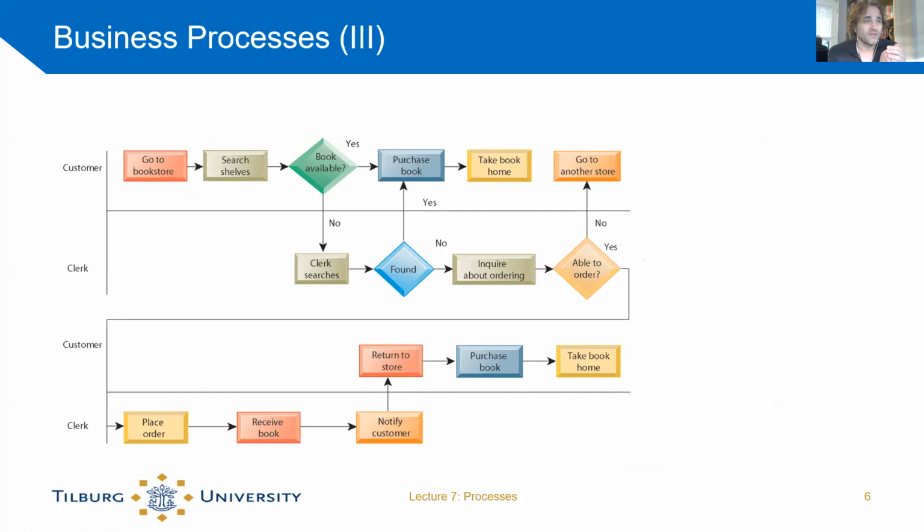If you are able to order, you place the order. Your clerk places the order, and he receives the book. He notifies you. You return to the store. You purchase the book. You take the book home. So this is a business process.